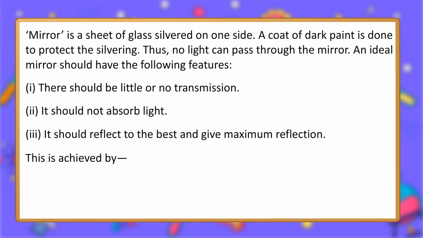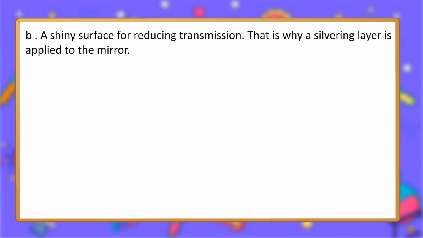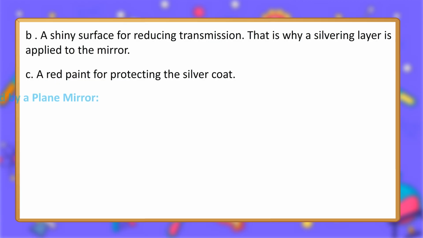This is achieved by A. A smooth surface for a clear image. That is why a glass sheet is used in a mirror. B. A shiny surface for reducing transmission. That is why a silvering layer is applied to the mirror. C. A red paint for protecting the silver coat.